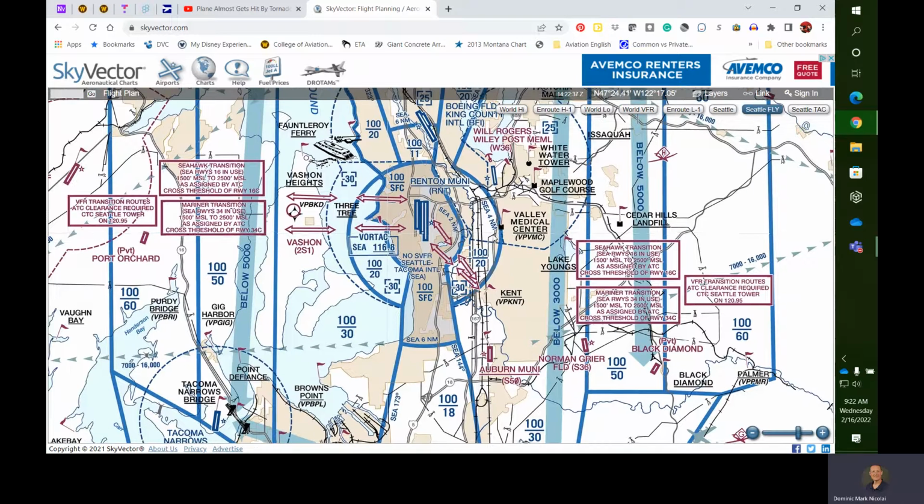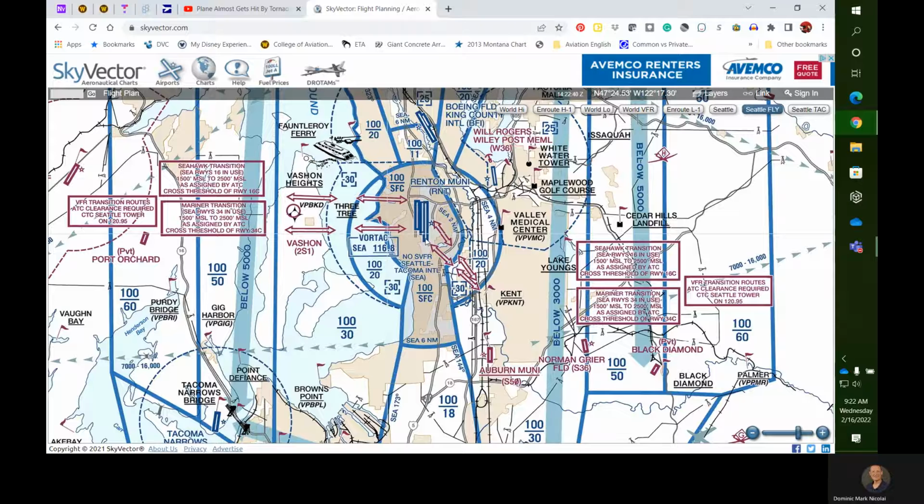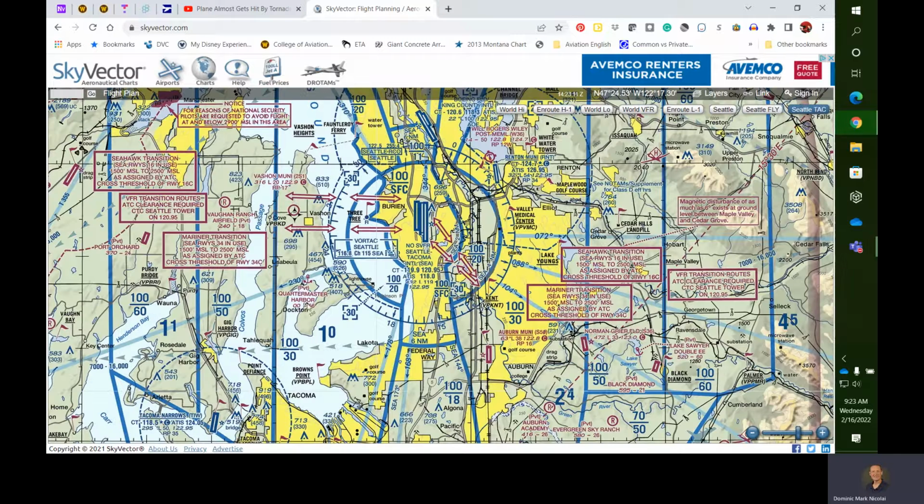But also note on here that they have transition routes as well. Those are these magenta routes. Here you've got a Seahawk transition, a Mariner transition, and they do list specific altitudes. So interestingly enough, these VFR transition routes are taking you right over the runway complex, right there. I also notice ATC clearance is required on these particular routes. So there's also the TAC chart, which also has these same routes on there as well. So if navigating, you'd want to have this chart up.